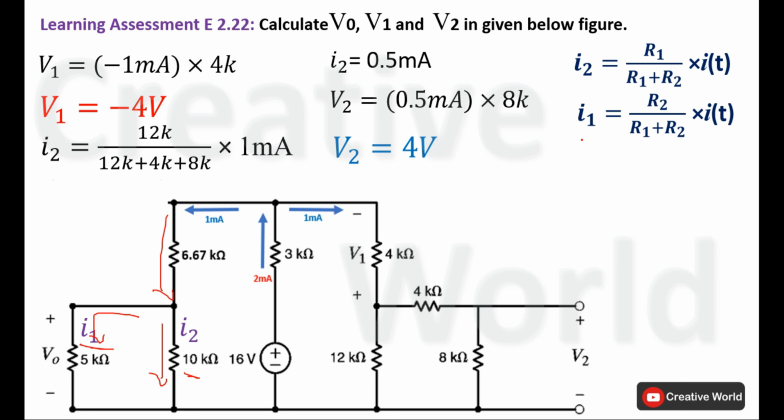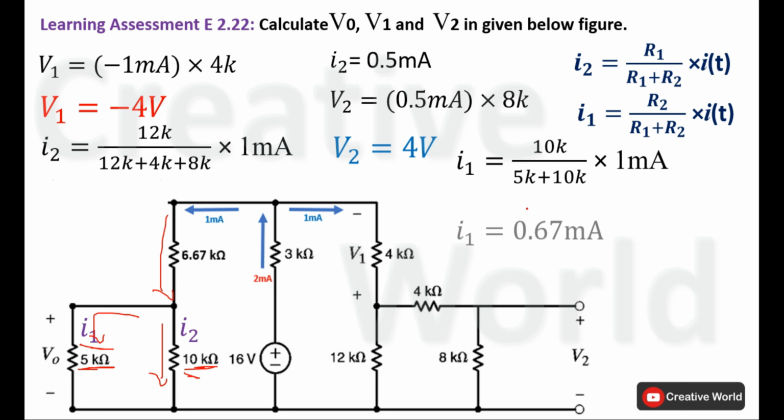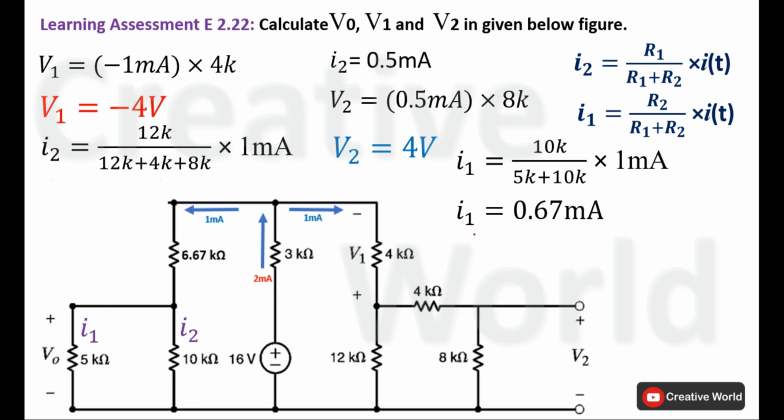The equation of current divider rule for I1 will be I1 equal to R2 divided by R1 plus R2 multiplied by total current. In this case, the total current is 1 milliampere, R2 is 10 kilo ohm and R1 is 5 kilo ohm. So enter the values into this equation and calculate the value of I1, that will be 0.67 milliampere. Now we have calculated the value of current I1 and the direction of current will be anti-clockwise.